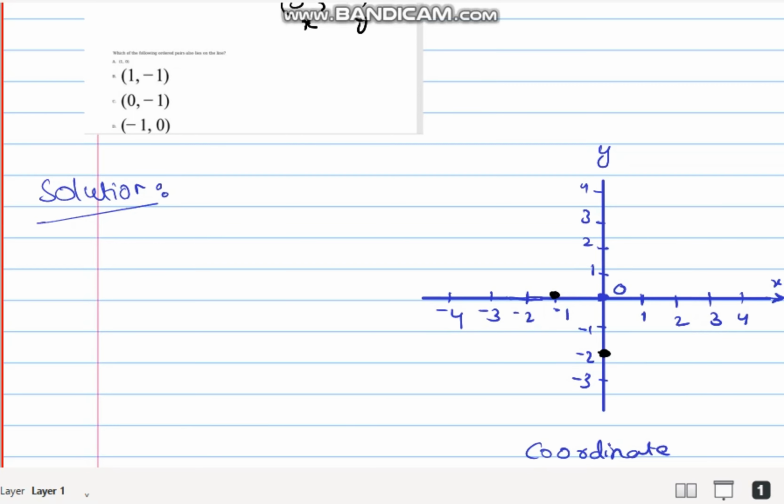Sorry, let me draw the line in a good shape. Okay, so this is good now. This is our line basically, and it is going on in this direction. The line is moving in this direction, and it is growing in this direction.